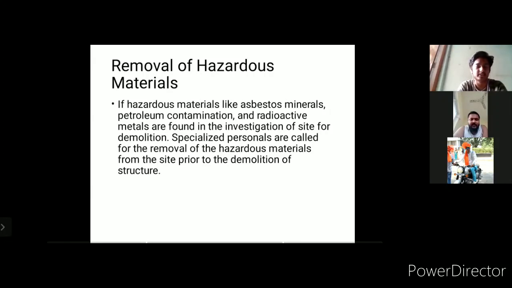So next is removal of hazardous materials. If hazardous materials like asbestos minerals, petroleum contamination, and radioactive metals are found in the investigation of the site for demolition, specialized personnel are called for the removal of hazardous materials from the site prior to the demolition of the structure.